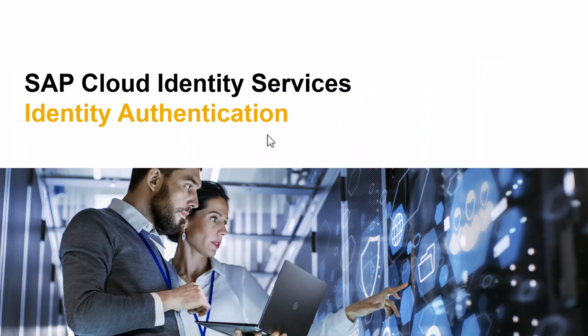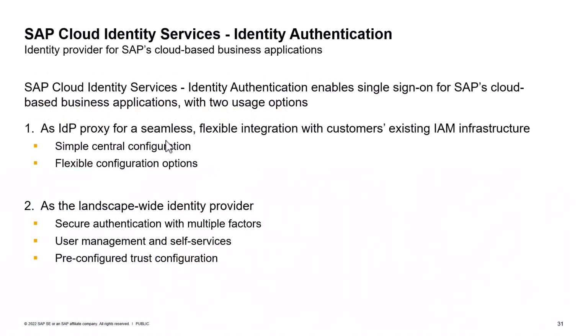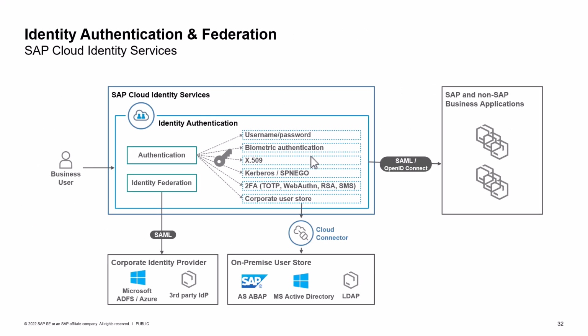So let's have a deeper look into the identity authentication service itself. We looked at the two different use cases where the SAP authentication service can either authenticate against the local directory, or use the corporate identity provider to authenticate you. So here is a visual diagram. The business user comes in, and identity authentication supports various forms of authentication right here. And then it can allow the user to access the business applications here.